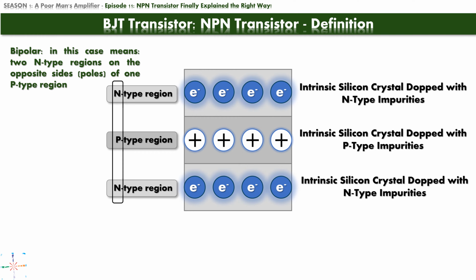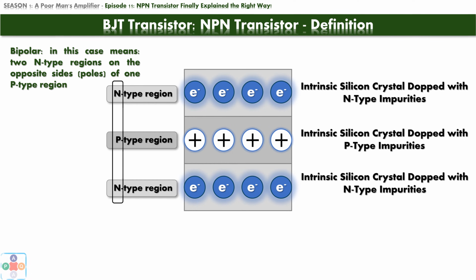As bi means two, and polar means opposite sides, the word bipolar in the name simply says that there are two N-type regions on the opposite sides of one P-type region. The word junction in the name means that there are also two contact points, or the fancy name for this is junctions: between the top and the middle region, the NP junction, and between the middle and bottom region, the PN junction.